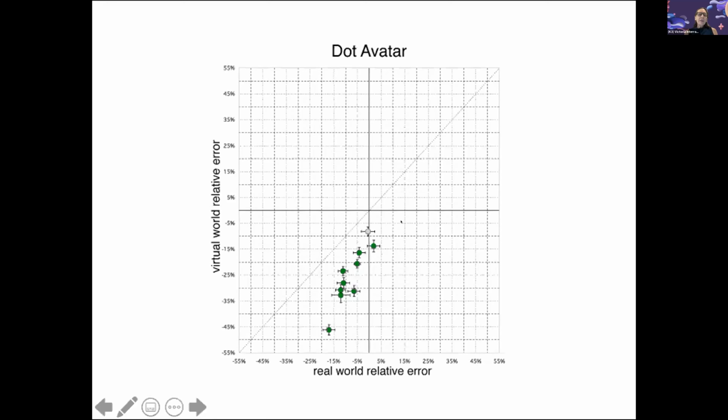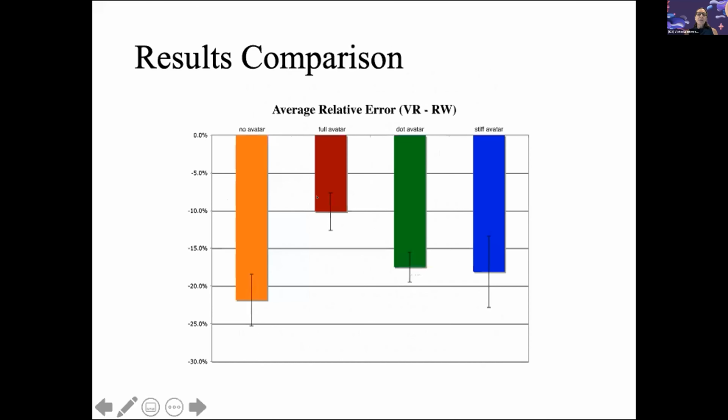And with the dot avatar, we saw something sort of similar, intermediate between the two other cases. So this chart shows a summary of the data from all 4 conditions. And what you can see is that people did best with a full avatar, worst with no avatar, and performance was intermediate for each of the compromised avatar representations.